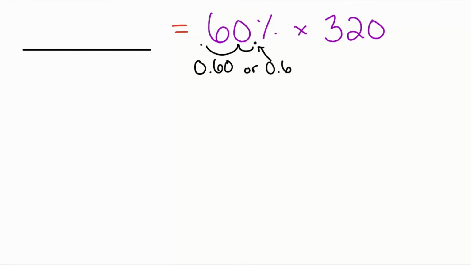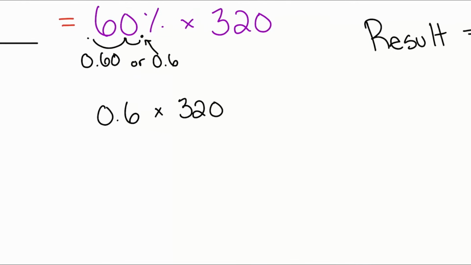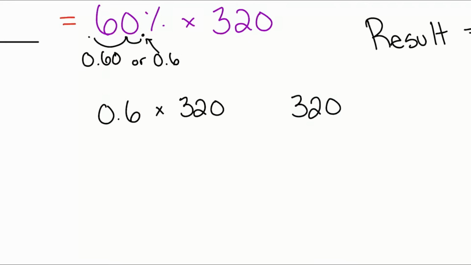So before I continue, let's go ahead and just rewrite it as 0.6. Again, you can have 0.60. It's the same exact thing. You're going to get the same answer that I'm going to get. And we're going to multiply by that 320. Now let's move it over and let's go ahead and do it. 320 multiplied by 0.6. Let's perform the math here.